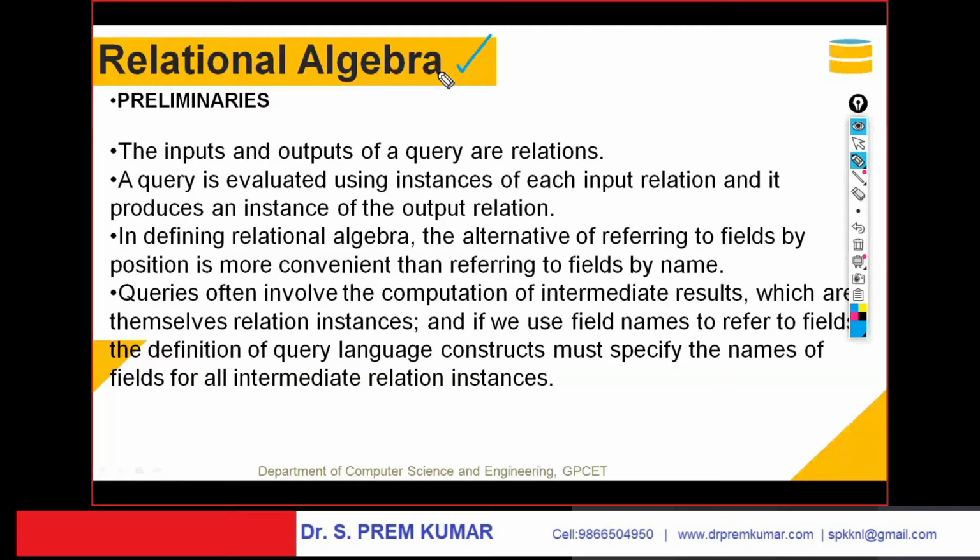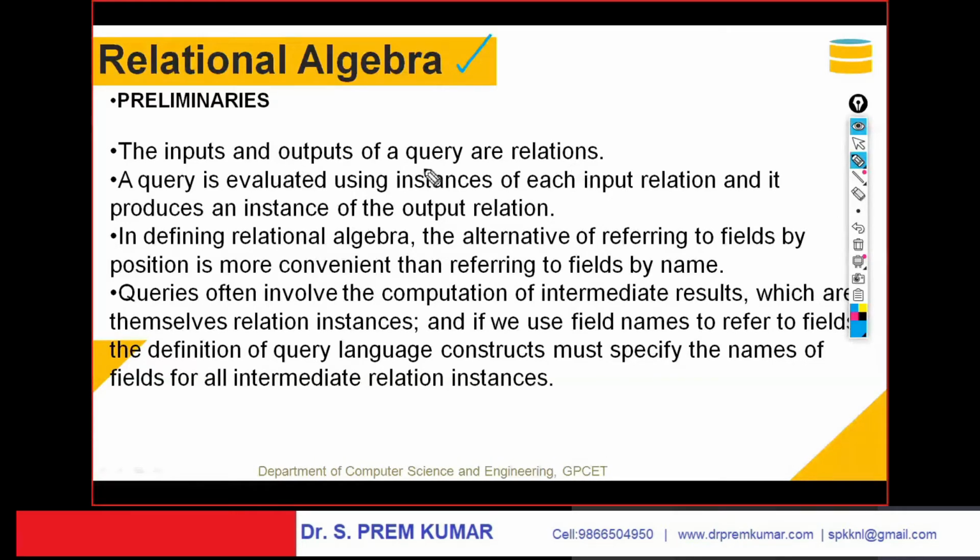In relational algebra, the inputs and outputs of queries are relations. We take tables, tabular representations. We give input as a table and you get output as a table. A relation means in the form of a table. And after processing the query, you get an output, which is also in a tabular representation.